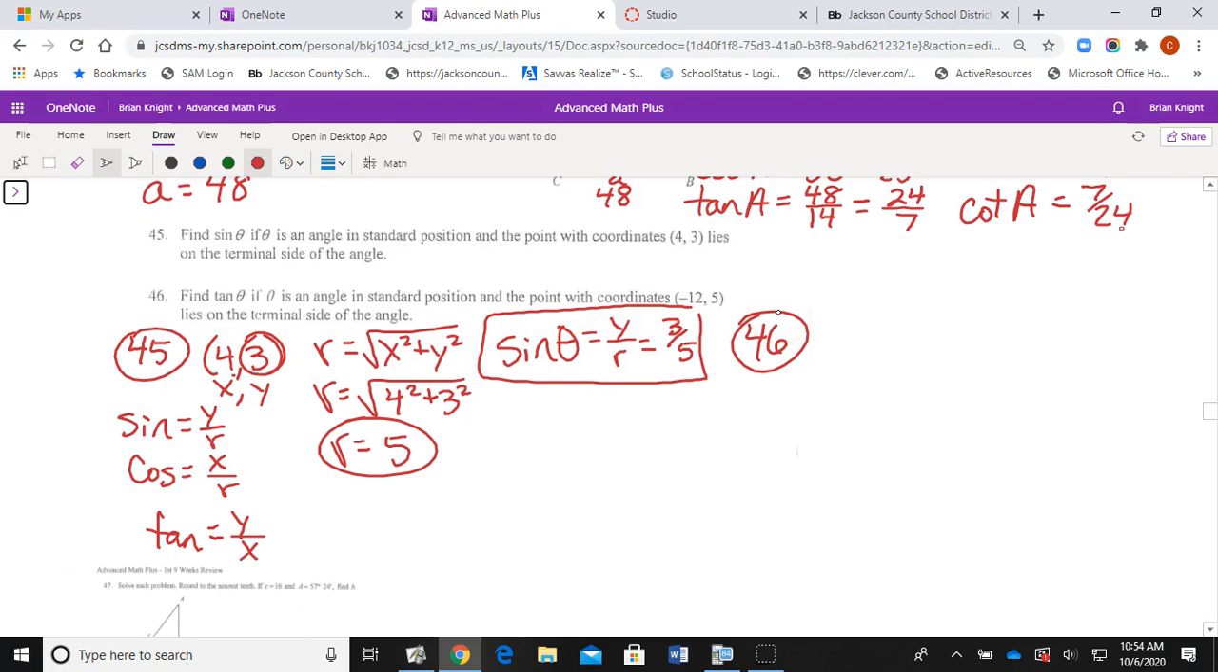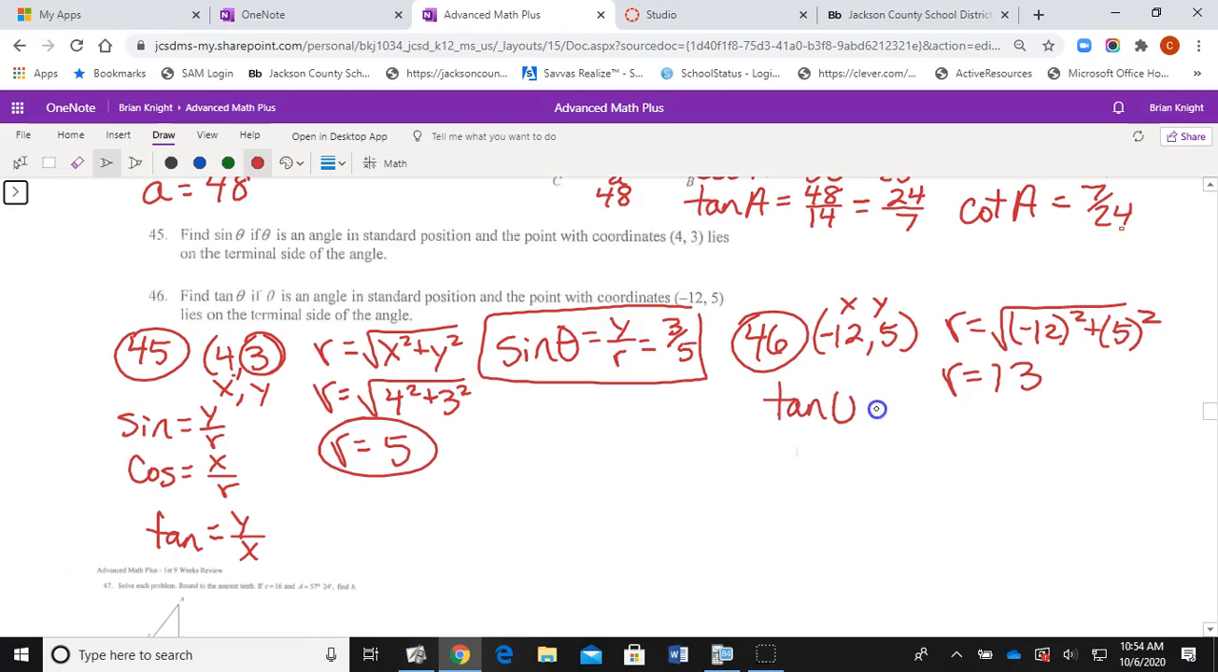46. Same way. You got negative 12 and 5. That's x and y. So r will be the square root. Please put your negative in parentheses. A lot of us missed this type of problem on our test because they didn't put the negative in the parentheses. It goes in the parentheses. You'll see that r is 13. We're finding the tangent of theta, which is y over x. So what was y? 5 over x is negative 12.